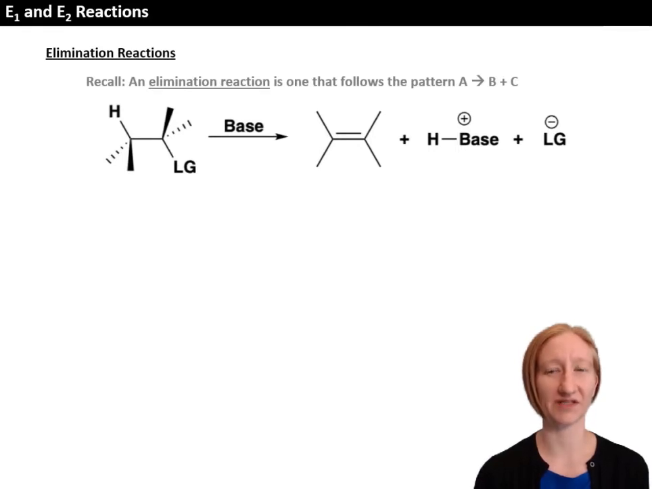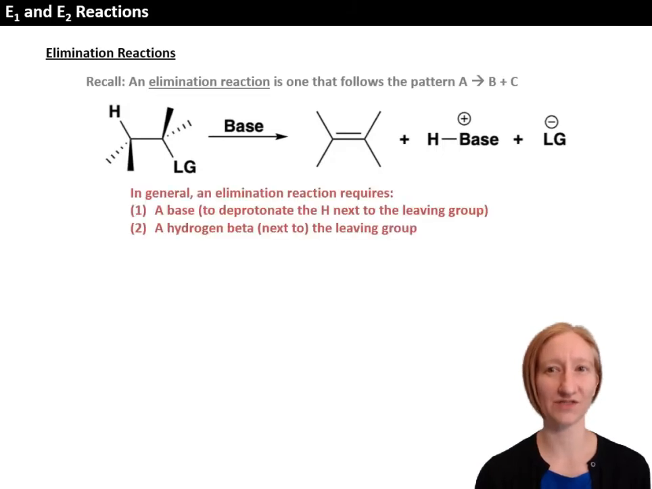More specifically, the elimination reactions that we're looking at here are reactions of alkyl halides that eliminate acid to form alkenes. And typically, these reactions require two things. First, they require a base to deprotonate the hydrogen adjacent to the leaving group, or the halide. Second, they require a hydrogen that is beta, or on the carbon next to the leaving group. In these reactions, the base deprotonates this beta hydrogen. The electrons in the carbon-hydrogen bond move to form the new pi bond, and the leaving group leaves.